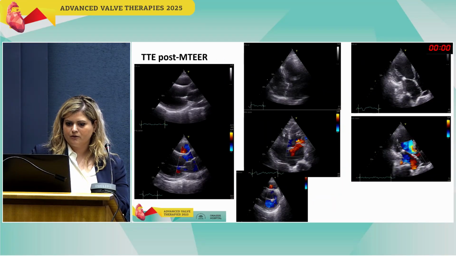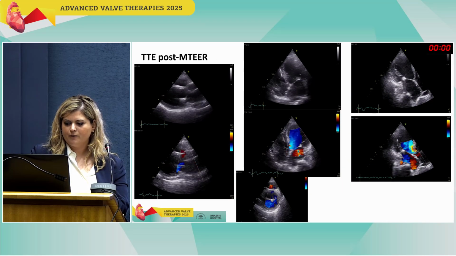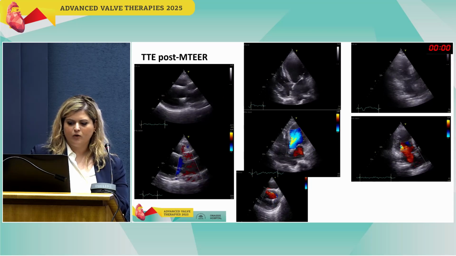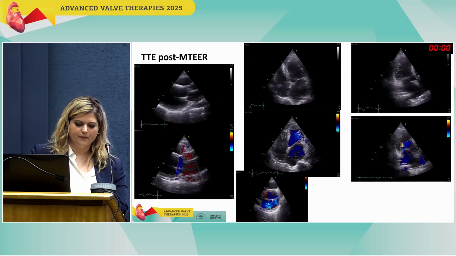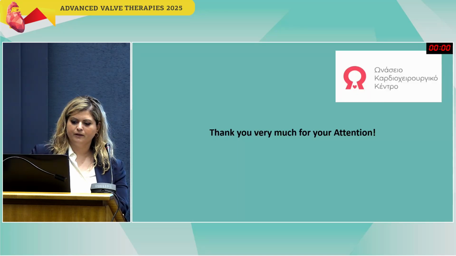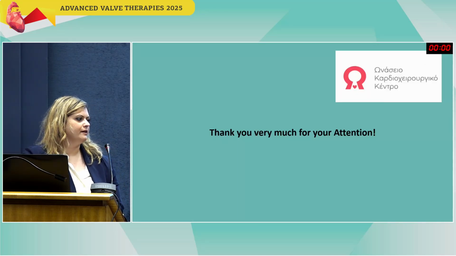That's also the transthoracic echo from the patient, where we see that the MR is 1 to 2, and we hope that we helped the patient, that the follow-up is going to be better, and that we have made time for her for the heart transplantation. Okay, thank you very much, Maria.